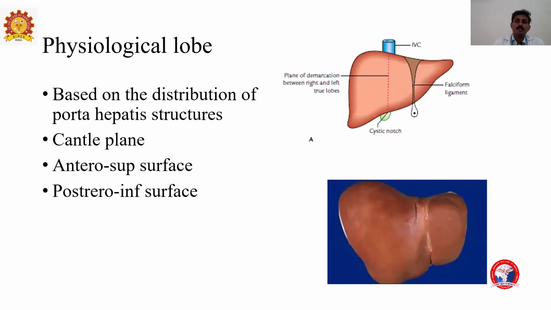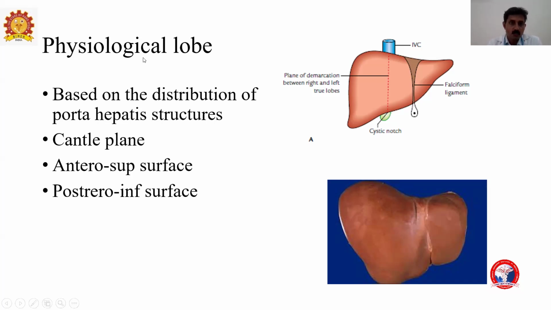Now I'll move on to the physiological division. As I said, this is the true division based on the function of the liver. It is based on the distribution of porta hepatis structures. What are the porta hepatis structures? Hepatic artery, portal vein, and bile duct. They are the structures which go inside and come out. Based on the distribution of the porta hepatis structures, we divide the liver. Here also we are dividing into right lobe and left lobe, but the only difference is that the margin will be different.